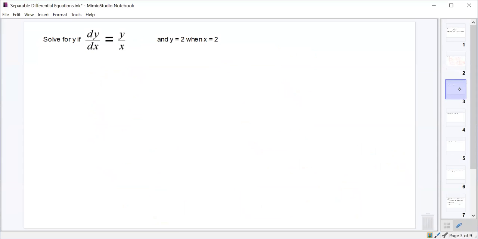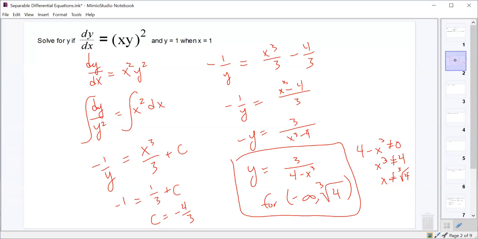Do we have to solve it for y, or can we just leave it as like 1 over y? No, you have to solve it for y. Okay. You must solve for y.